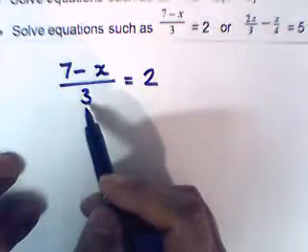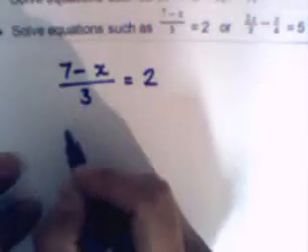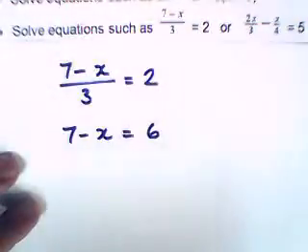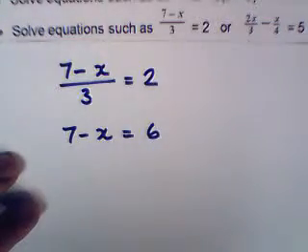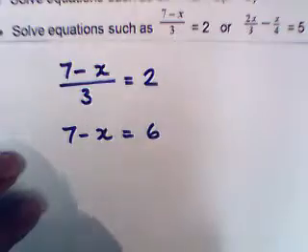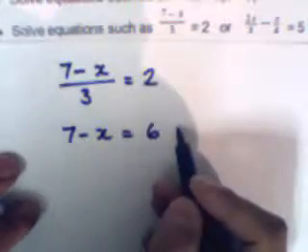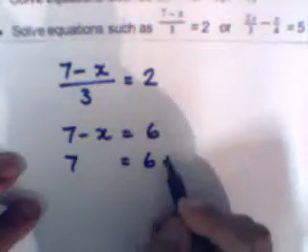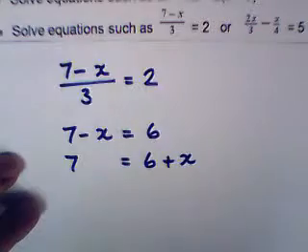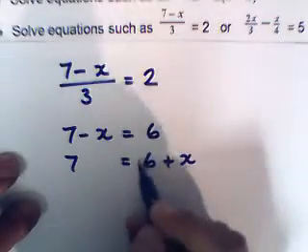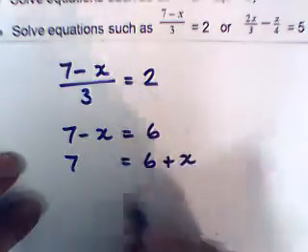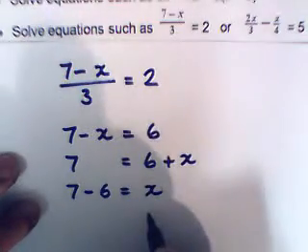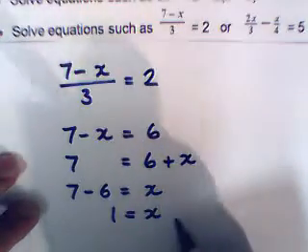Let's start with the 3, the divided by 3. To get rid of a divided by 3, we're going to times by 3. And if we times by 3, we should end up with this. Now, to make this x a nice positive x, I'm going to move it to the other side. So I'm going to end up with 7 left over here, the 6 stays where it is, and then I end up with a nice plus x on this side. I then want to remove this plus 6 from this side, and so I'm going to end up with 7 minus 6 equals x, and therefore x equals 1.